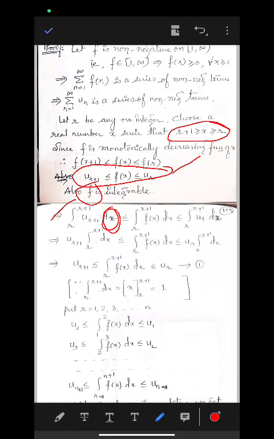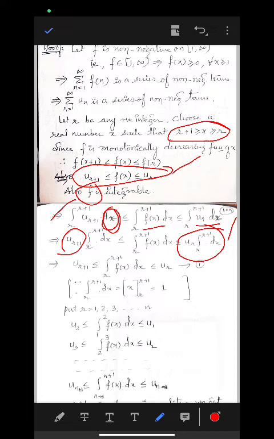And this is less than or equal to the integration over r to r plus 1 of f of x dx, which is less than or equal to the integral of u_r dx. Next step: here there are no x terms. So u_(r+1) is a constant term, therefore I can take it outside the integration. On the right side of the inequality, same thing: u_r is independent of the function x, so we take it outside the integration, and we have the integration over r to r plus 1 of dx.